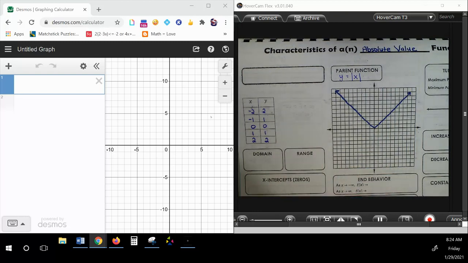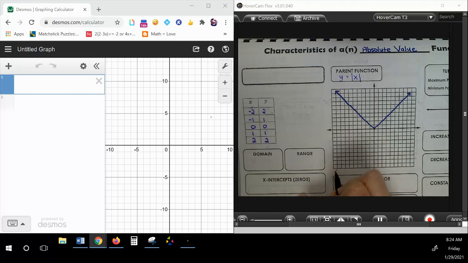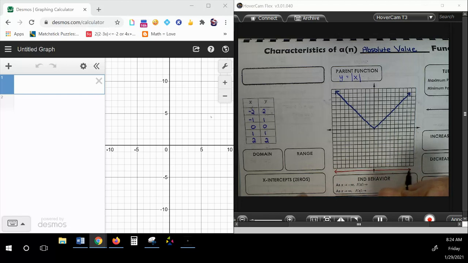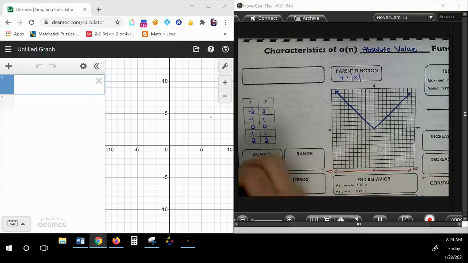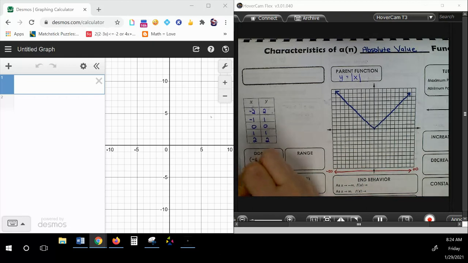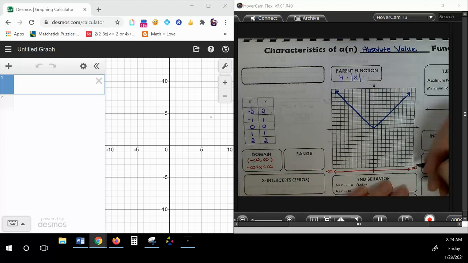So we're going to start over here, and we first see right there with an arrow, and we keep seeing it, and that's where it ends. So from negative infinity to infinity. In interval notation, it looks like that. And you can also write it as set notation if you want to. All right, for range though, we're looking at the y values.